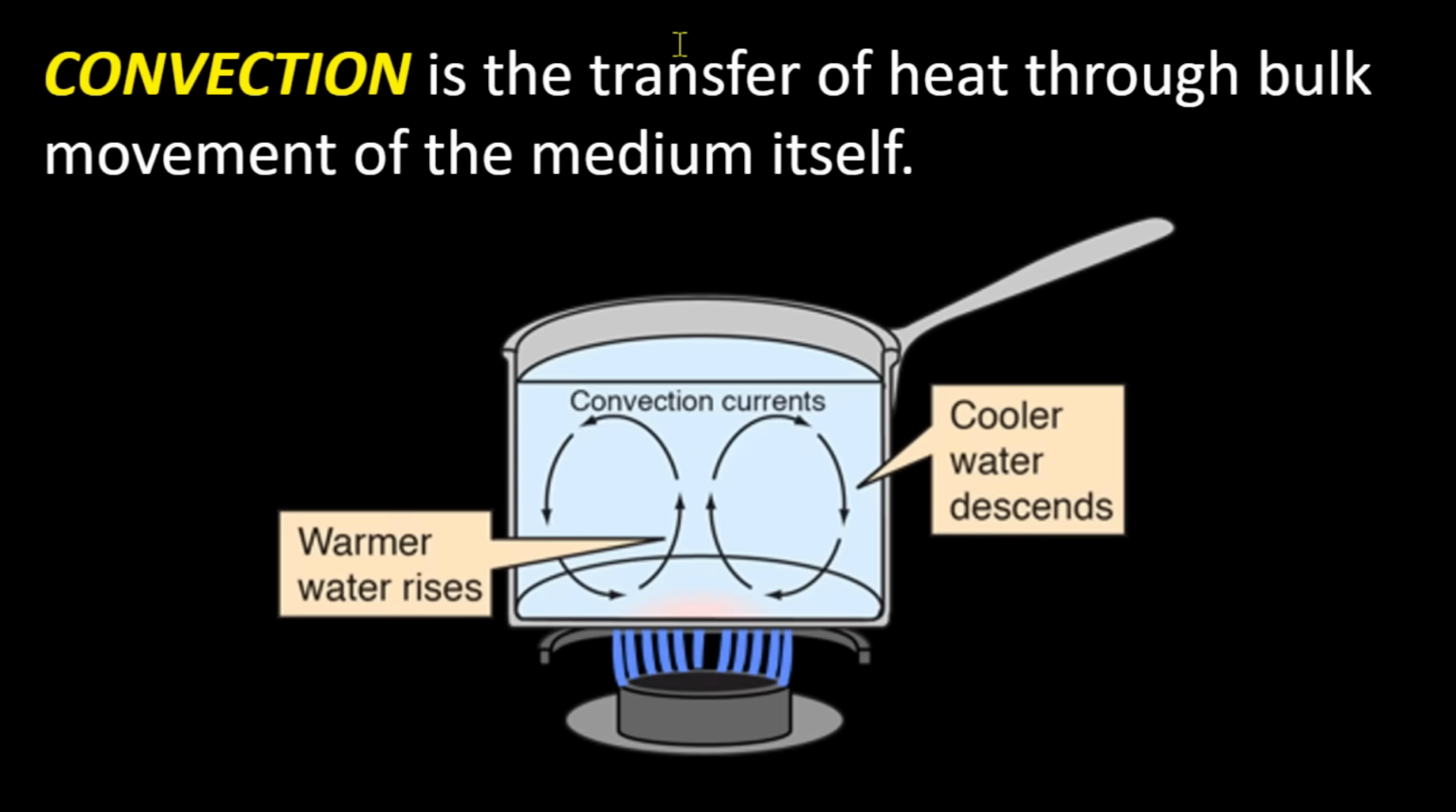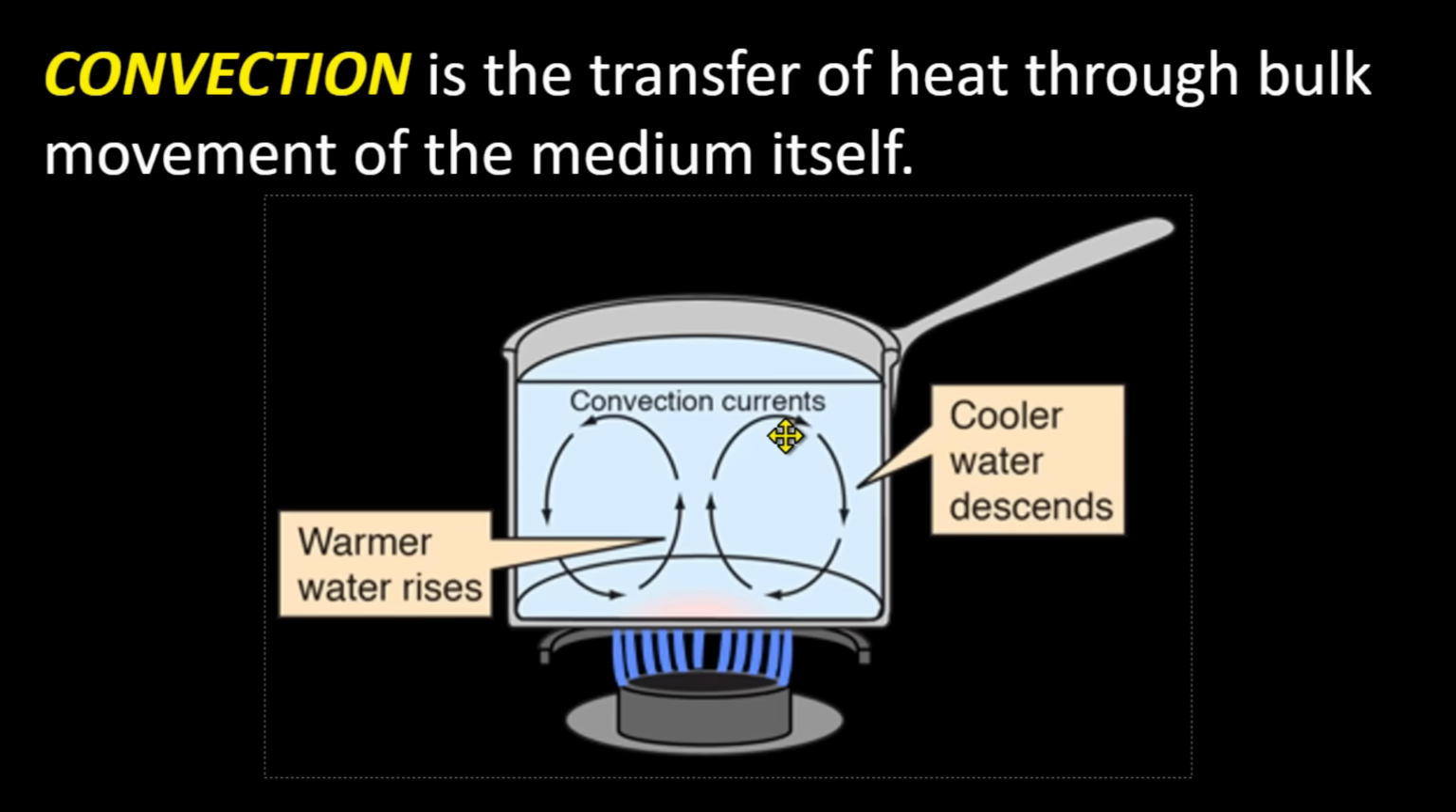Convection is the transfer of heat through bulk movement of the medium itself. Usually convection currents are created due to differences in density. When something warms up, it gets less dense. When something cools down, it gets denser.